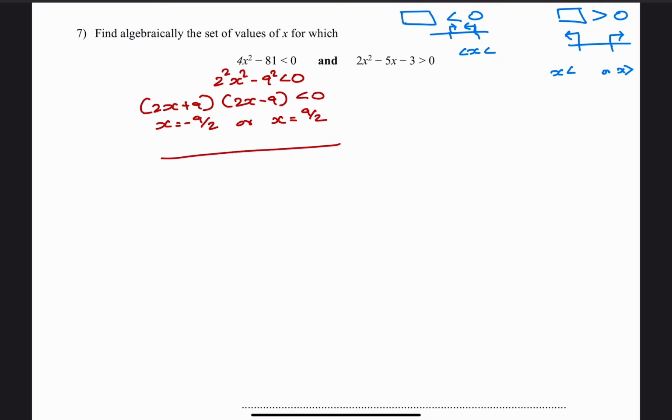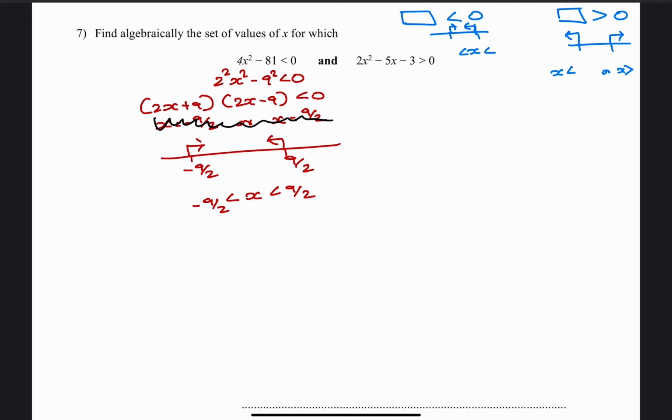I put it on a number line. Minus 9 over 2, 9 over 2. I'm going to go inward like that, so I can write my answer: x is greater than minus 9 over 2 and less than 9 over 2. What I will always do is cross that off normally, because it's a greater than or less than sign, so I'm not going to put an equal sign in there. But it's not a big thing if you don't cross it. It will be fine.